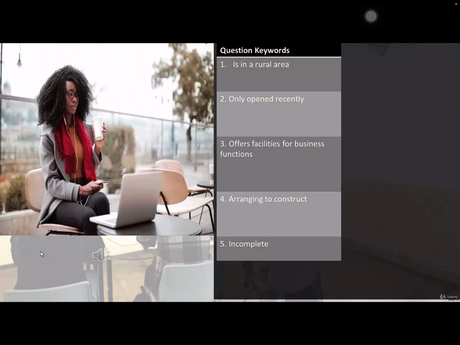So for number 1, the question keywords is in a rural area. For number 2, only opened recently. For number 3, offers facilities for business functions. For number 4, arranging to construct. And for number 5, you're listening for a synonym or paraphrase of incomplete. All right, so let's go ahead and start the audio.